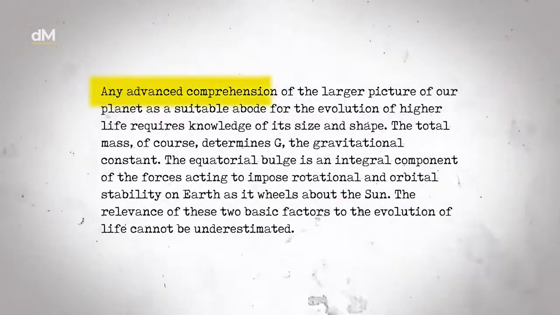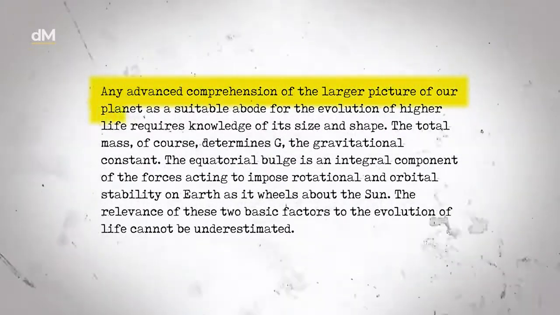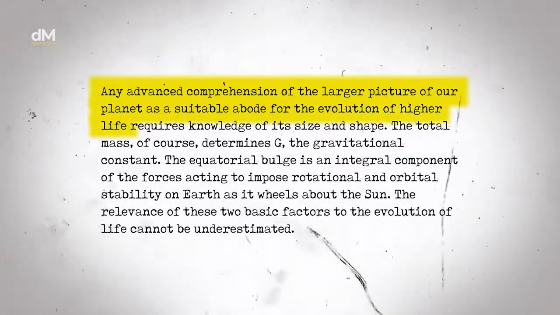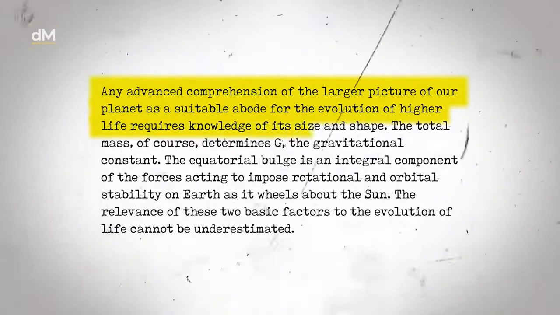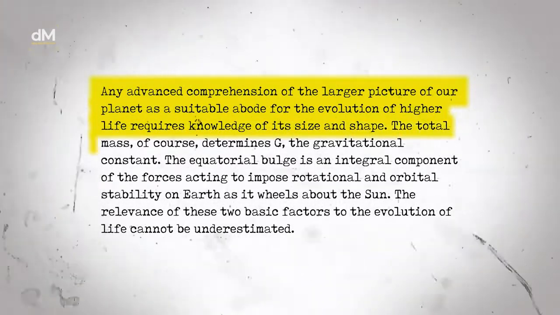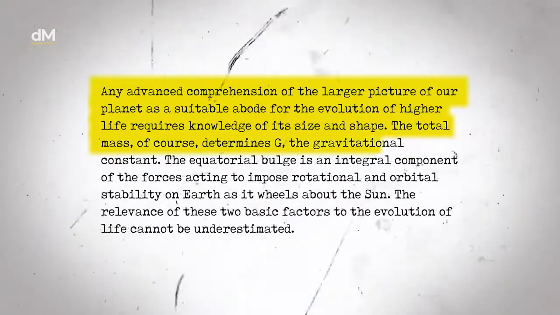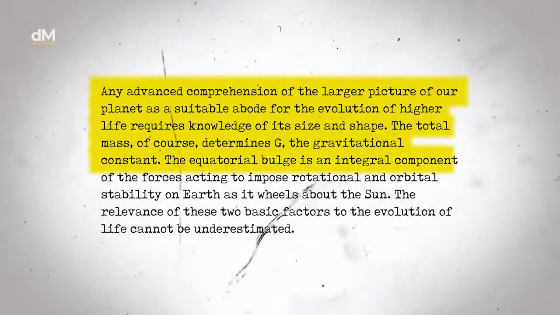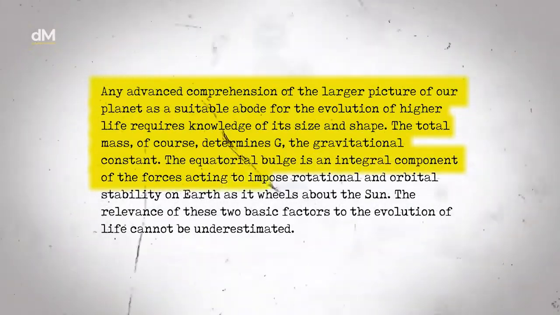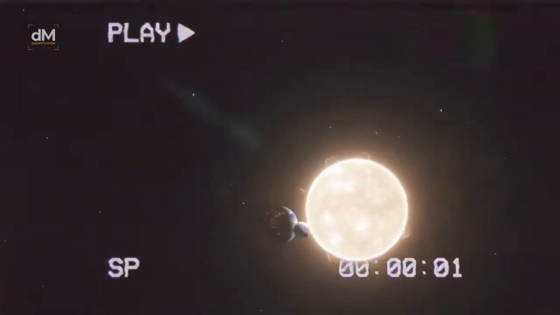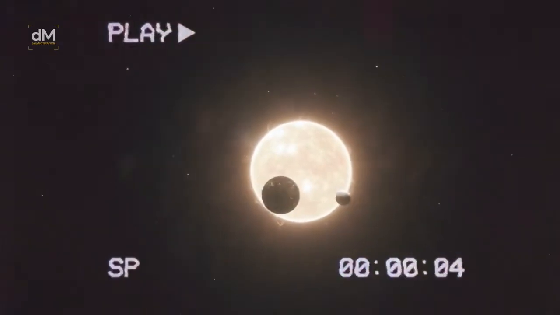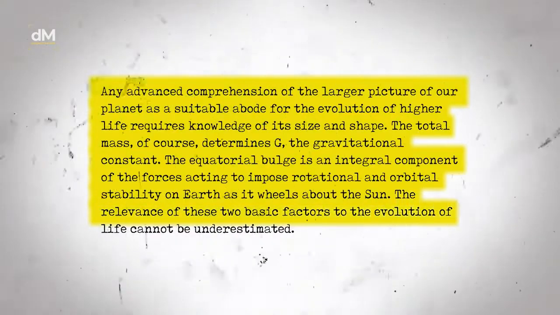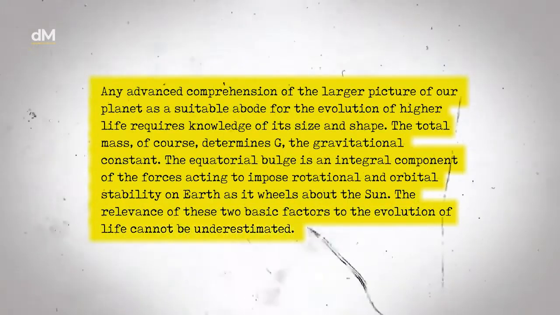Any advanced comprehension of the larger picture of our planet as a suitable abode for the evolution of higher life requires knowledge of its size and shape. The total mass, of course, determines g, the gravitational constant. The equatorial bulge is an integral component of the forces acting to impose rotation and orbital stability on Earth as it wheels about the sun. The relevance of these two basic factors to the evolution of life cannot be underestimated.